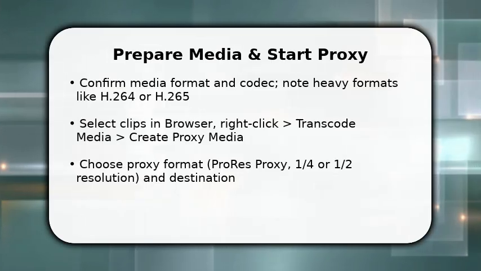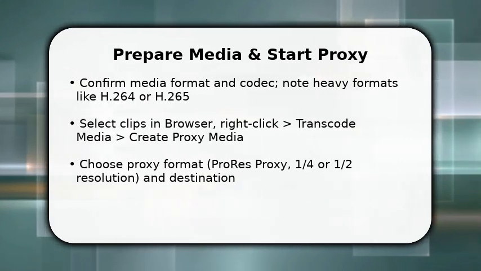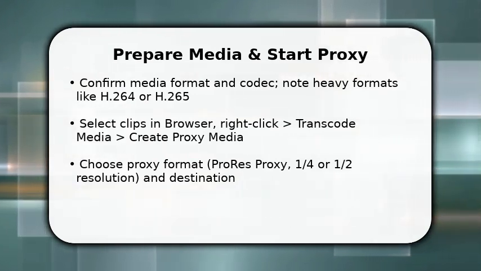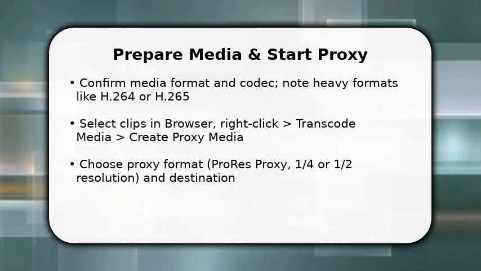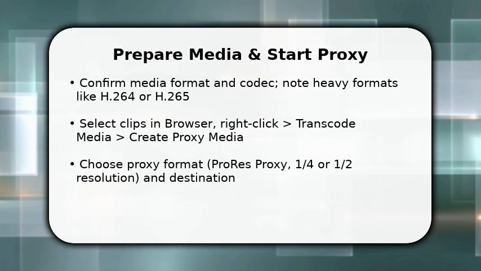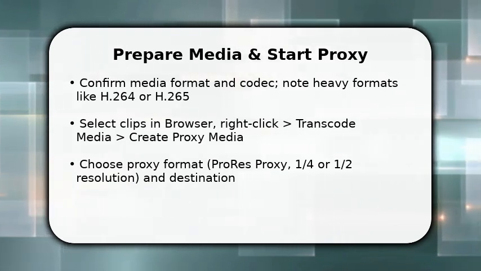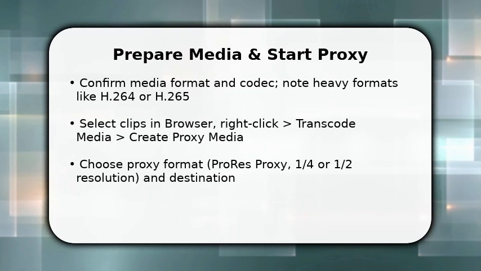You start by confirming which clips need proxies and why. Heavy codec, slow editing. Select all target clips in the browser, then right-click and choose Transcode Media, create proxy media. Pick a proxy codec, ProRes proxy, or a lower resolution option like 1/4 or 1/2 to balance quality and speed.